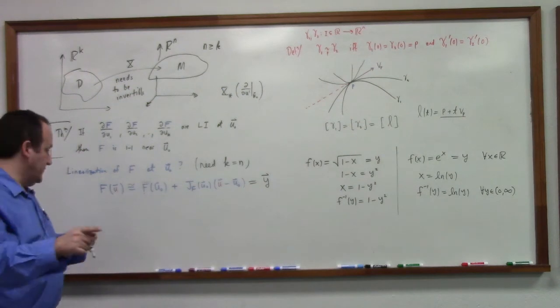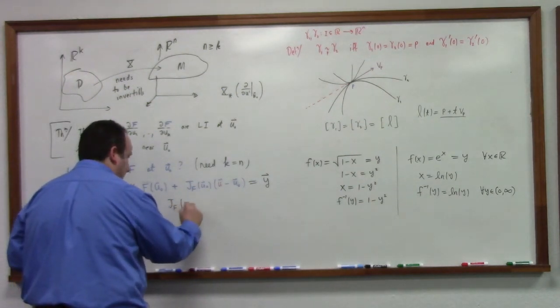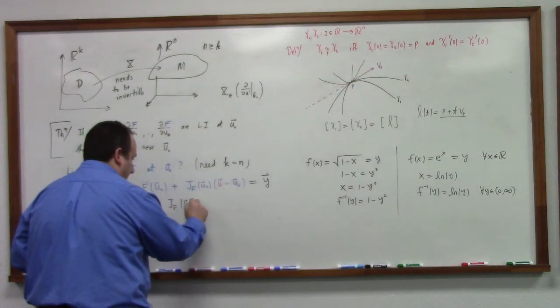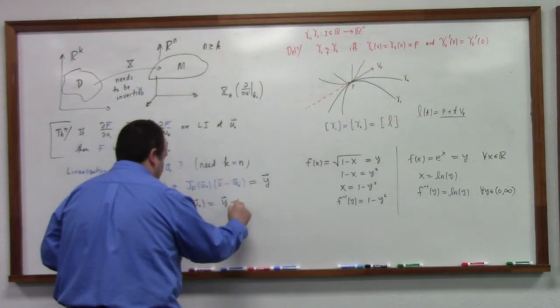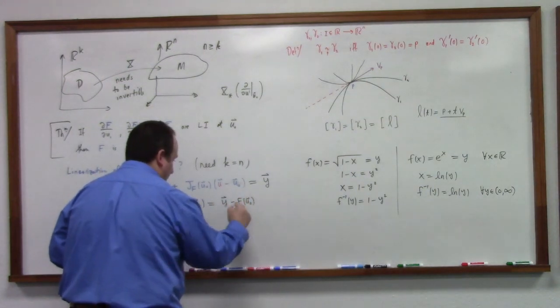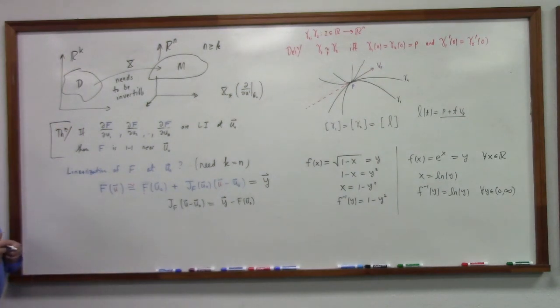So you said subtract from both sides. I agree. So we get the Jacobian of f times u minus u naught is equal to y minus f of u naught. Great. And if that's a matrix, how do we get rid of it? We multiply by the inverse matrix, right? So multiply by the inverse Jacobian.